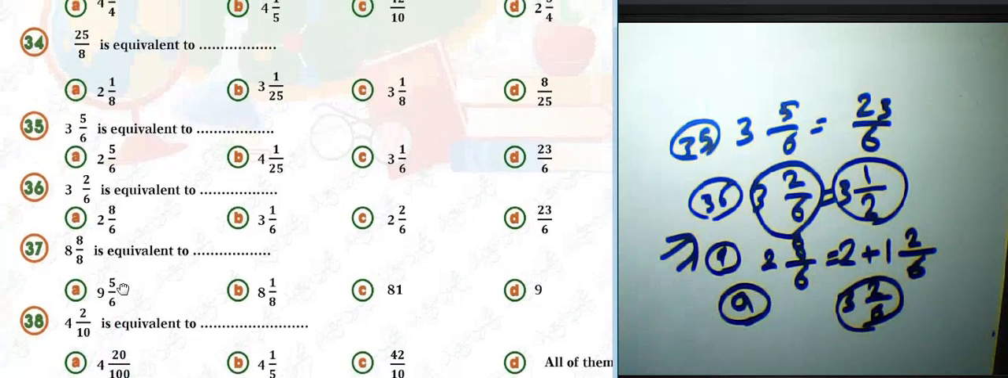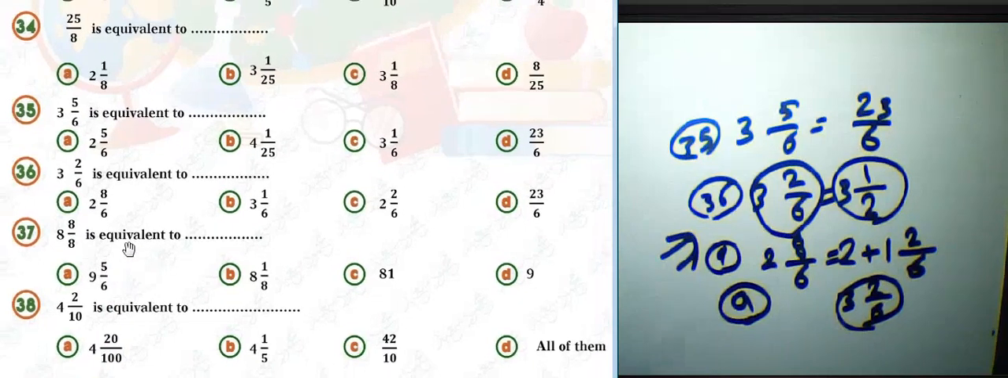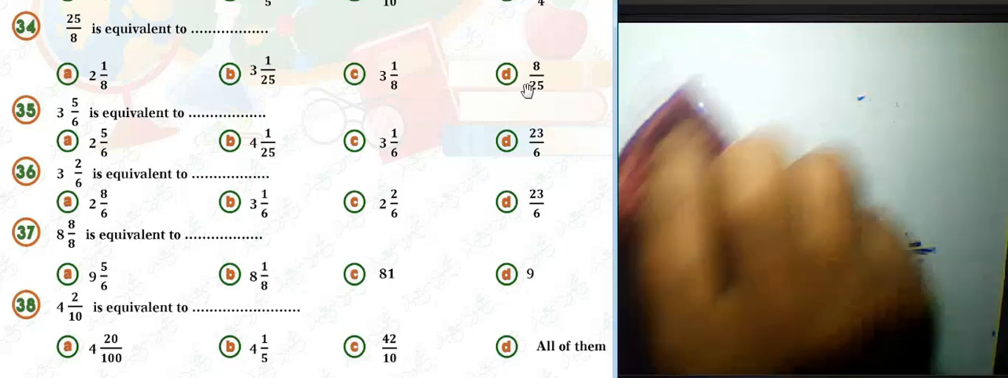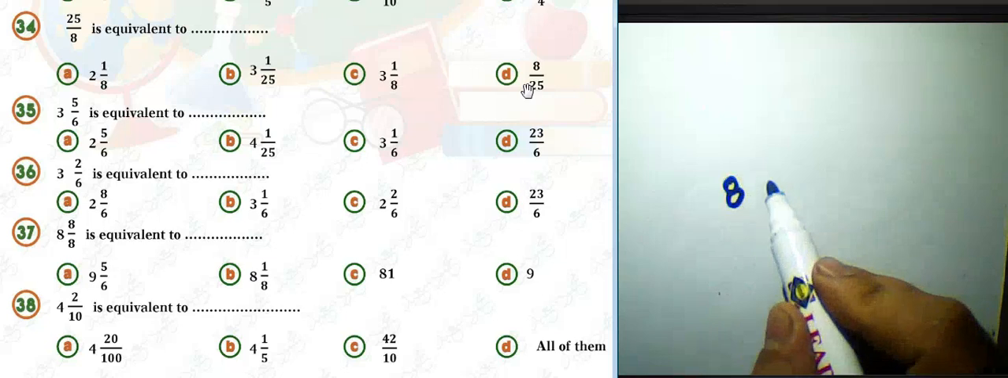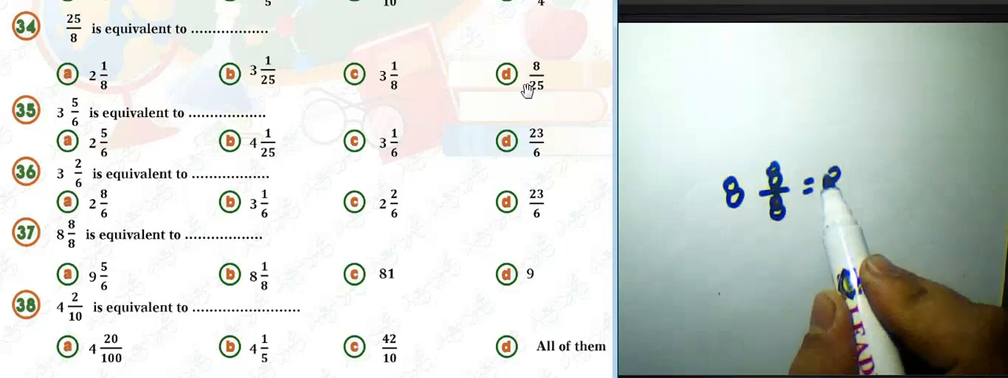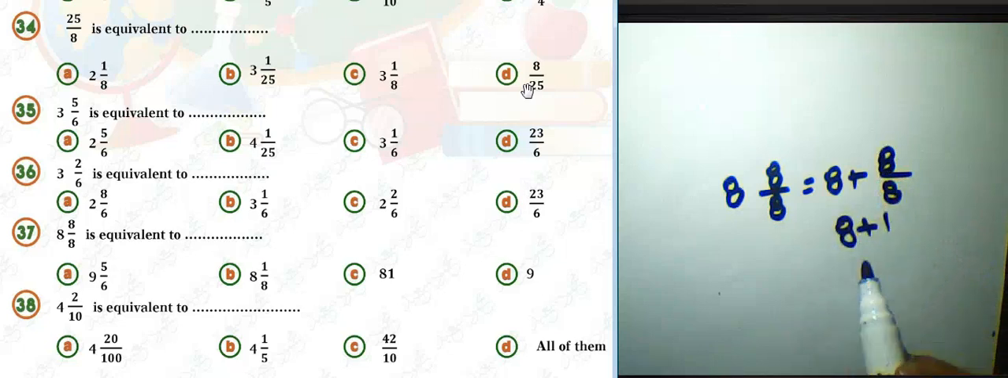Question 37. 8 and 8 over 8 is equivalent to 1 plus 8 equals 9. Choose 9, letter D. 8 and 8 over 8, because 8 over 8 equals 1. 1 plus 8 equals 9. Choose here 9. 8 and 8 over 8 means 8 plus 8 over 8, and 8 over 8 equals 1. 8 plus 1 equals 9. The result will be equal to 9. Choose letter D.